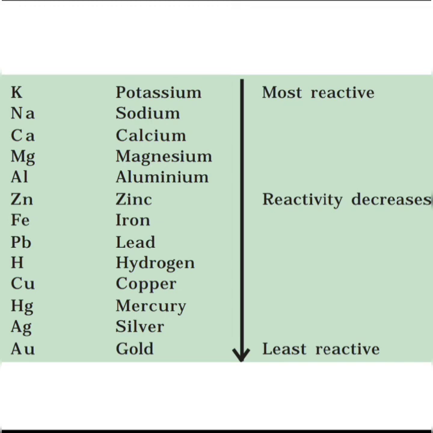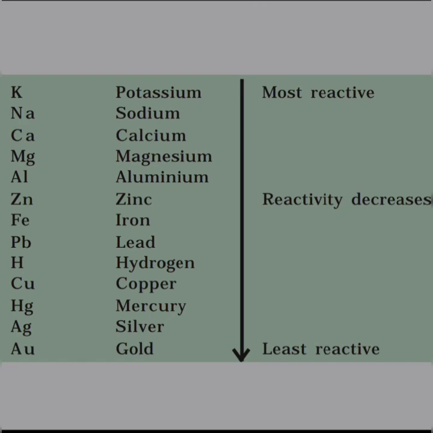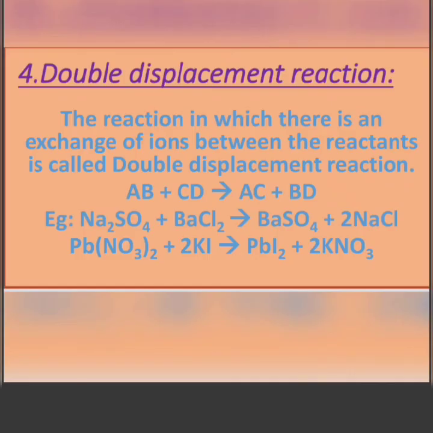Now here you can see that this arrow shows that the reactivity is decreasing downwards. That means potassium is the most reactive metal, and Au, which stands for gold, is the least reactive metal. Is that clear? And previously we were discussing the equation. So here you can see that Zn is placed above copper. That means Zn is more reactive than copper. Is that clear? You can see iron also. Iron is placed above copper. That means iron is more reactive than copper. Is that clear? So about this series you will study further in chapter number 3.